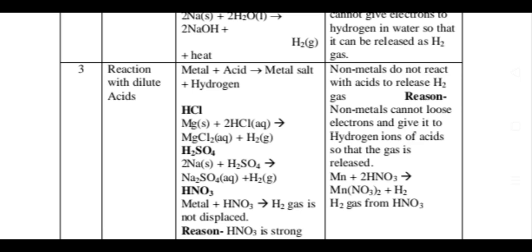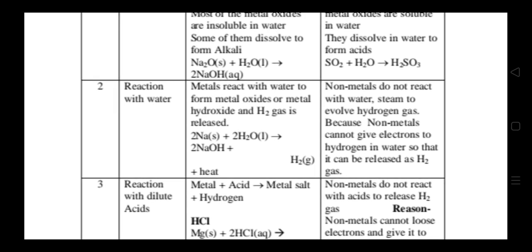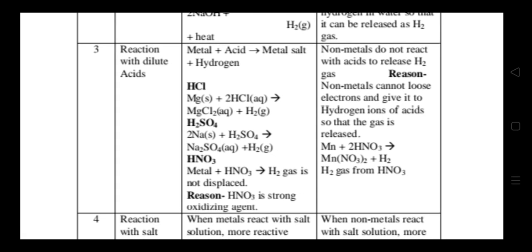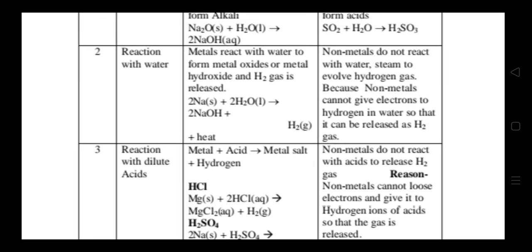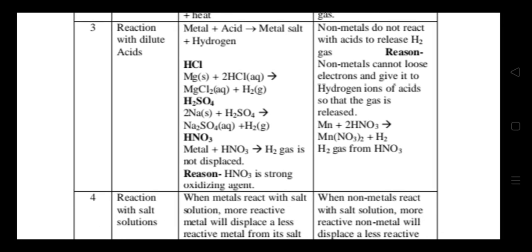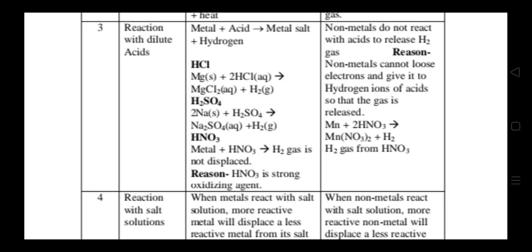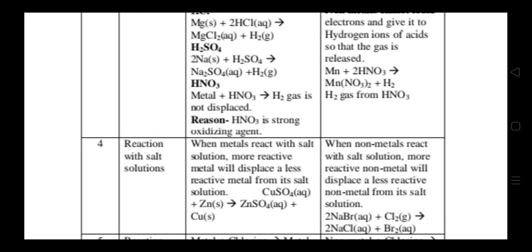Third is reaction with dilute acids. Here metal plus acid gives metal salt plus hydrogen. For each of the reactions, you have to keep in mind the chemical equations. In the same way, non-metals do not react with acids to release H2 gas. So this one is the reaction with dilute acids. Various chemical equations are given here. You can remember any one or two.